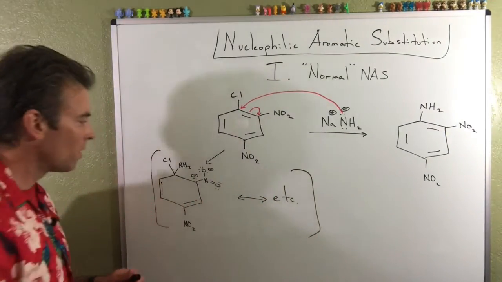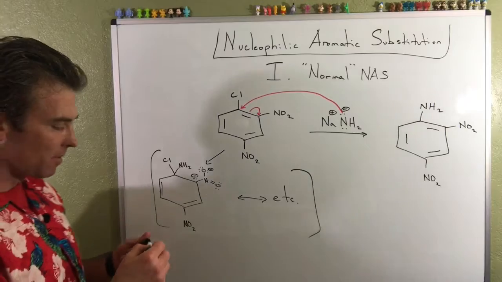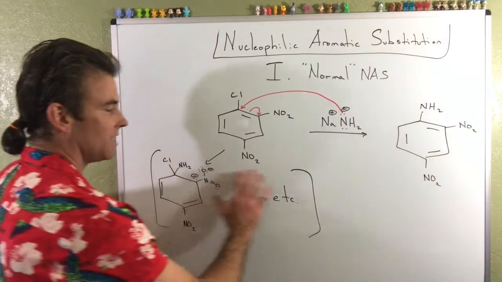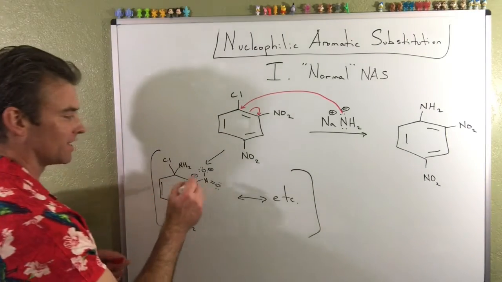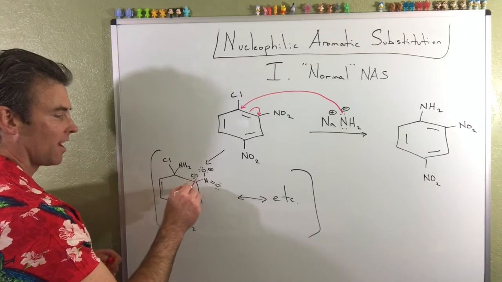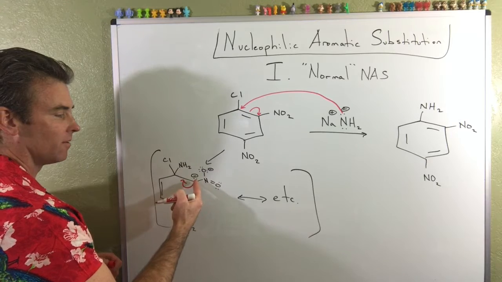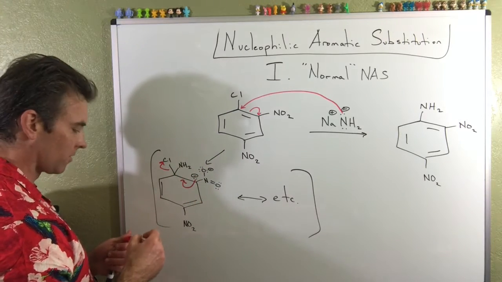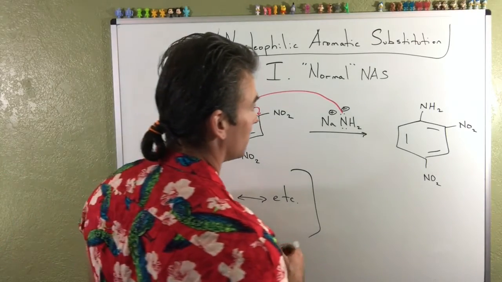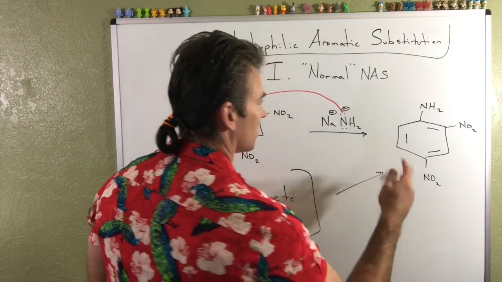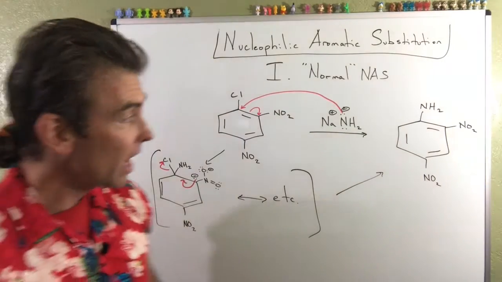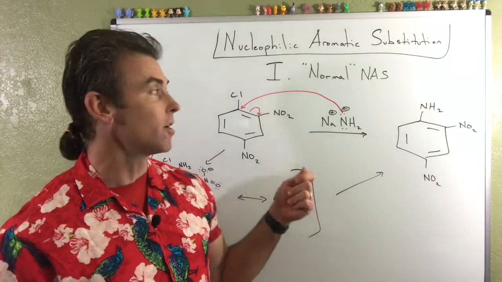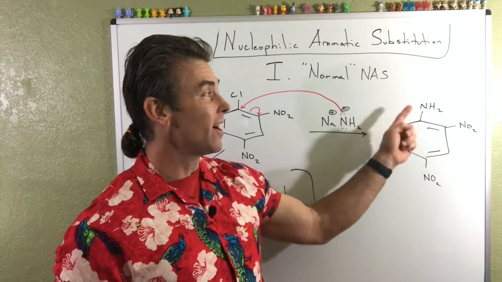Now, what we're going to do at this point is keep in mind that we have to reestablish aromaticity at some point. So you can take any of these resonance forms. I'm just going to take the one that is convenient, and I'm going to show that lone pair of electrons fall back down, and in so doing, kicking off the chlorine, and now we've net substituted an aniline.